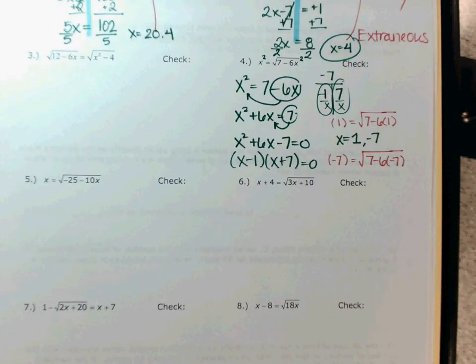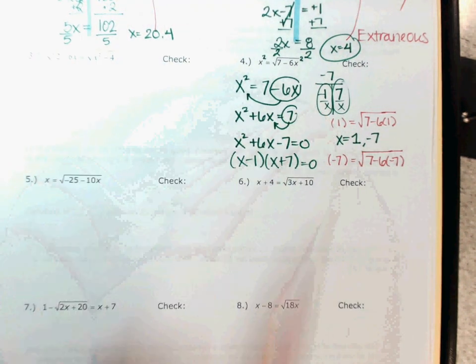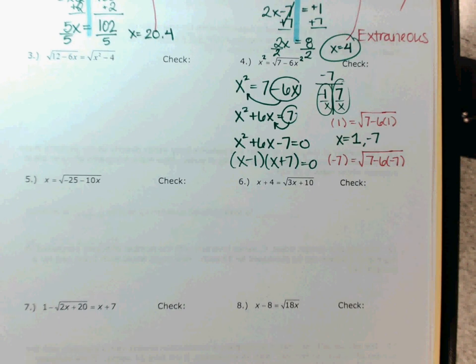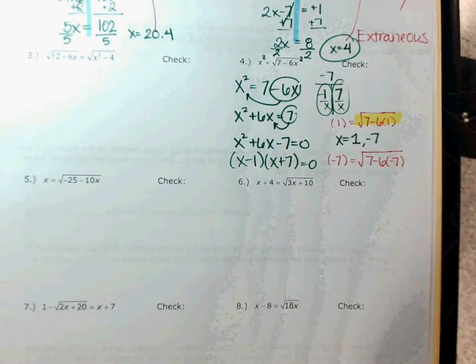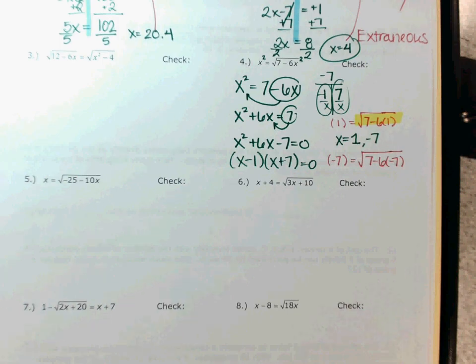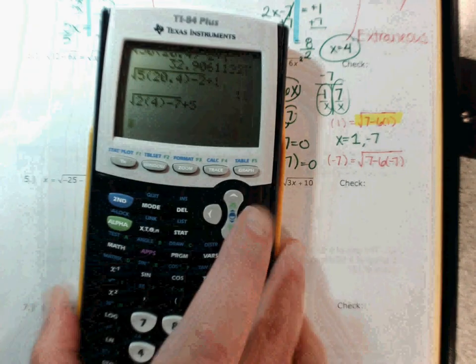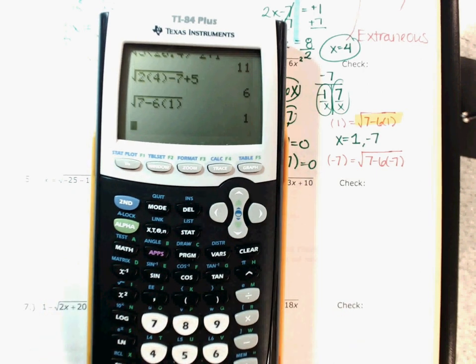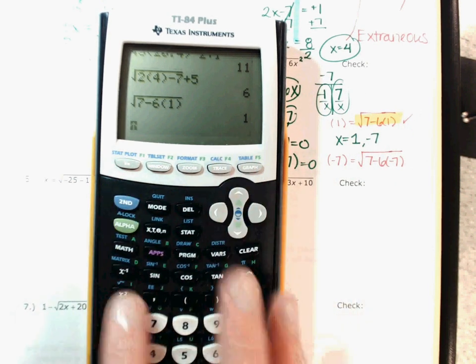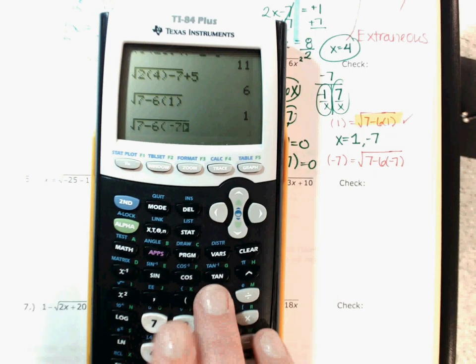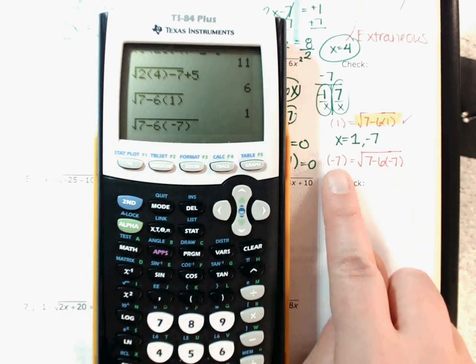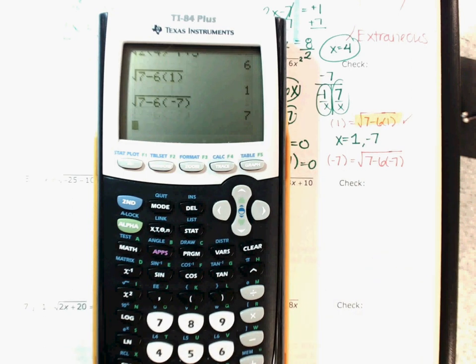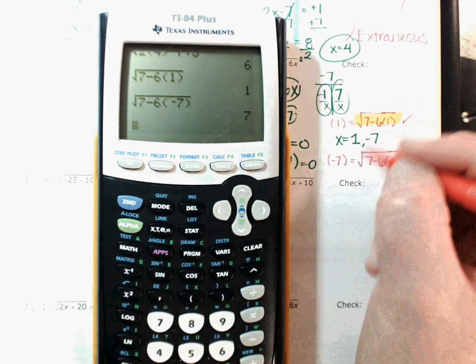And then remember, all that you have to do is plug in each of those one at a time and see if they really equal the number on the other side. So for example, type in this side and see if it gives you 1. So square root of 7 minus 6, 1 in parentheses. Did I get 1? Check. Okay, now let's try with the negative 7. Square root of 7 minus 6 times negative 7. What am I supposed to get on the other side? Negative 7, but I get positive 7. Doesn't work, that makes it extraneous.